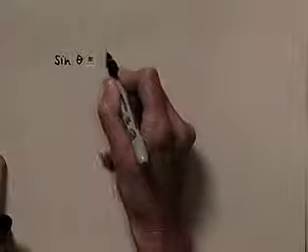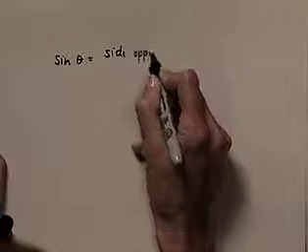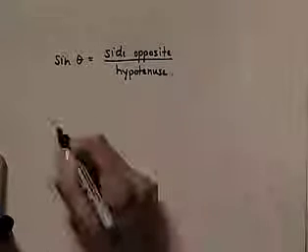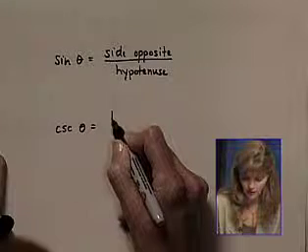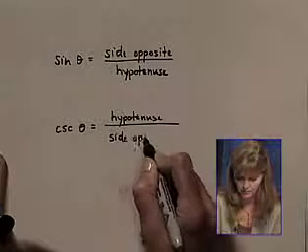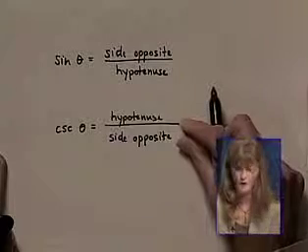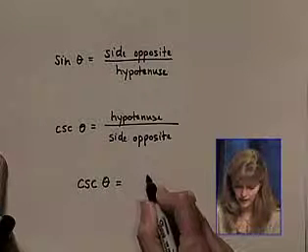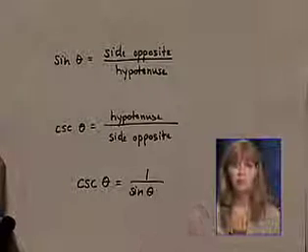Now, before we end up looking at the other relationships, we need to notice something about the relationships between, for instance, sine and cosecant. Let's look at this. We notice that, by definition, the sine of theta is equal to the length of the side opposite divided by the hypotenuse. We know that the cosecant of theta is defined as the hypotenuse divided by the length of the side opposite. Now, note that these two fractions are reciprocals of each other. And for that reason, in order to evaluate the cosecant of theta, we can take the reciprocal of the sine of theta.